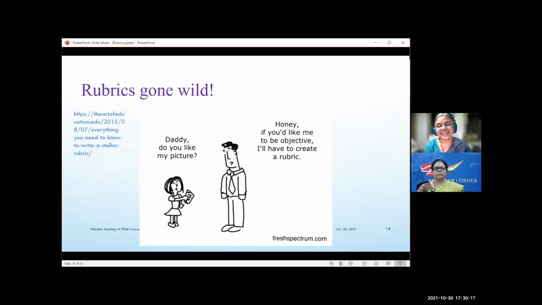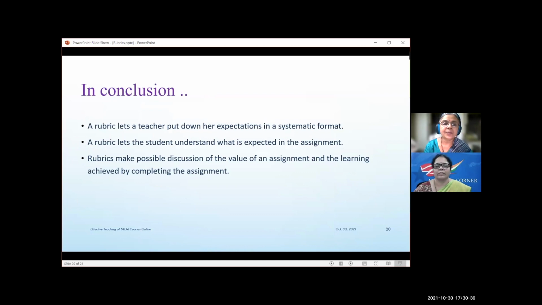Of course, I'm going to end with a little joke here. This teacher is so busy making rubrics that even when the child says, I've drawn something, do you like what I drew? It's like, well, I have to make a rubric for it. Right? So we don't want to go to that extent, but definitely in our classroom, we need to use rubrics as much as possible.